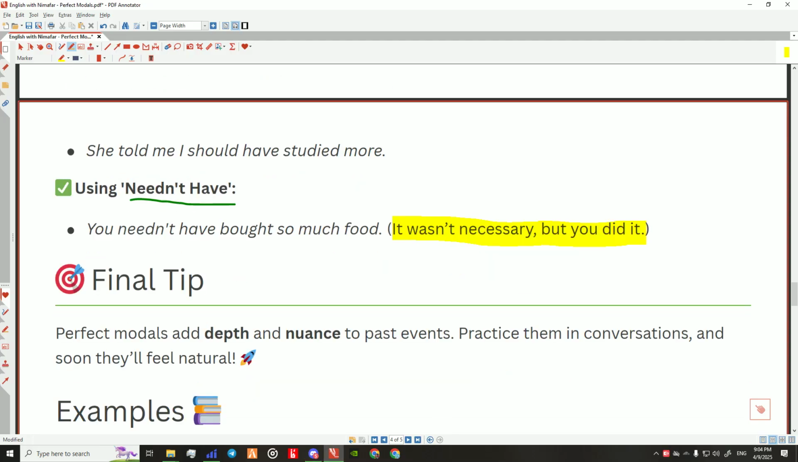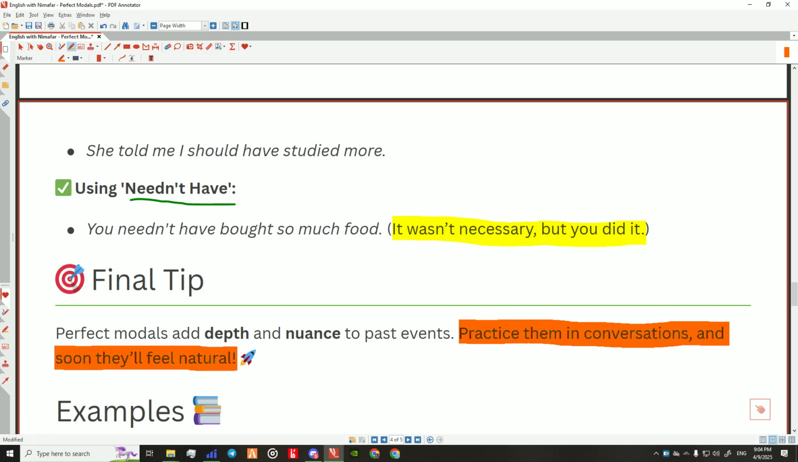Perfect modals also add depth and nuance to past events. Practice them in conversations and soon they will feel natural. It is really important. It is imperative that you learn this topic. I have just one question. My last question. Practice them in conversations and soon they will feel natural. What does this "they" refer to? What does it mean, they?